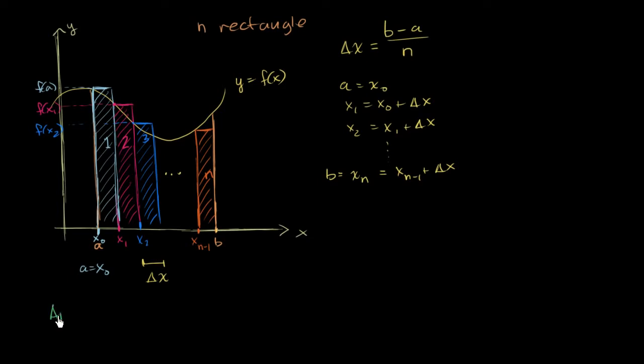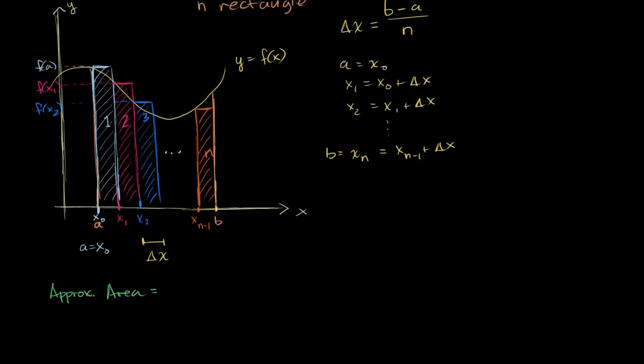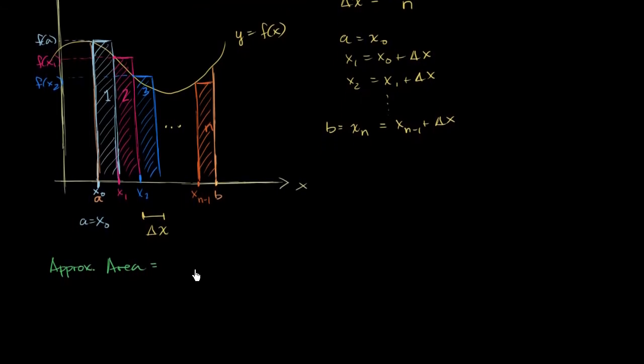So our approximate area is going to be equal to what? Well, it's going to be the area of the first rectangle. So let me write this down. So it's going to be the area of rectangle 1, plus the area of rectangle 2, plus the area of rectangle 3. I think you get the point here. All the way to plus the area of rectangle n.